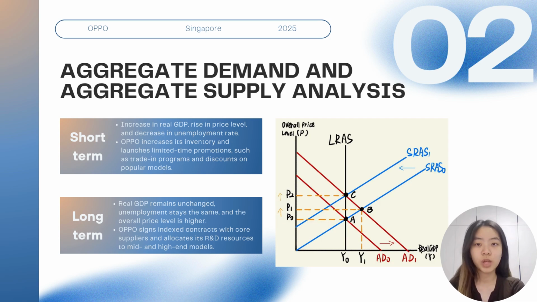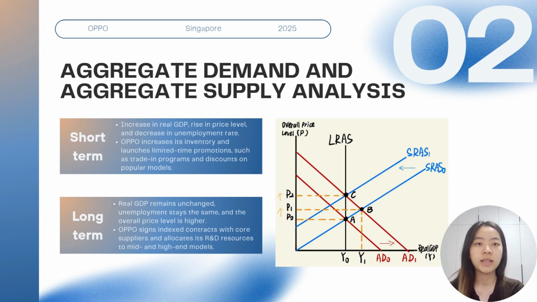Let's move on to topic 2, aggregate demand and aggregate supply analysis. The Singapore government plans to give a tax rebate to all tax residents in 2025. In the short term, this will increase real GDP, raise the price level, and reduce unemployment. But in the long term, real GDP and unemployment return to the same level, while the overall price level stays higher. Let's take a look at this through the AD-AS model.